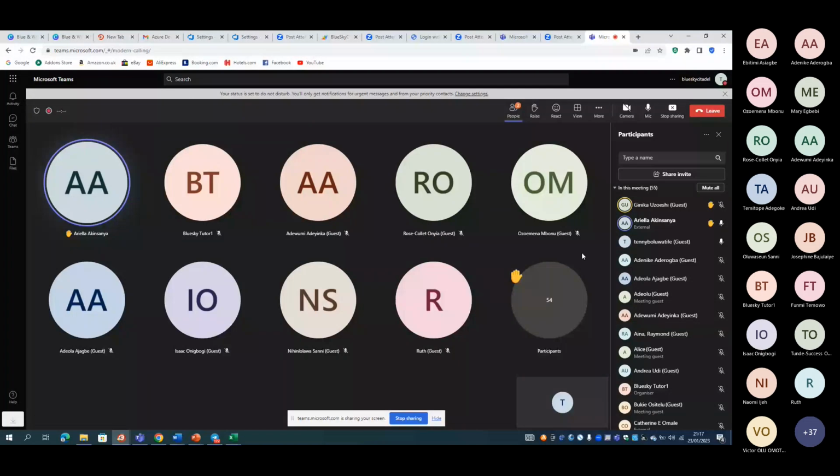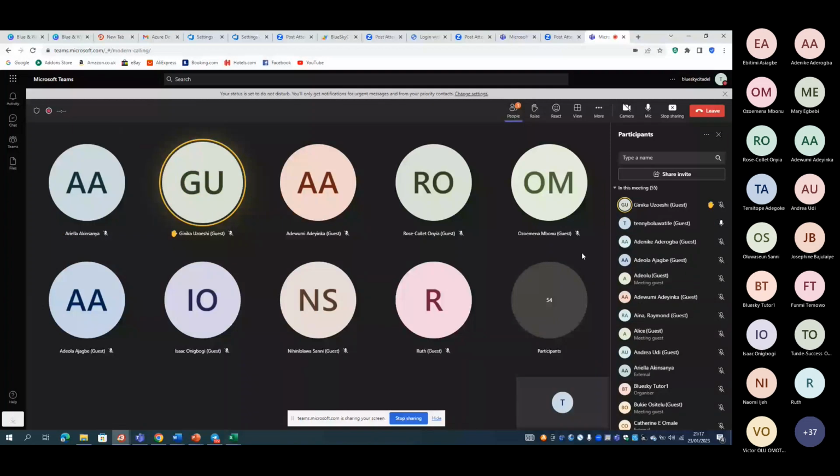Okay, let's go into our role play. Ginika. Hi, Ginika. Good evening, Ginika. Thank you so much for coming for this meeting. I really do appreciate it. Thank you for honoring this meeting. So I just wanted to ask, can you give me a quick overview of what you would like to achieve with this project?